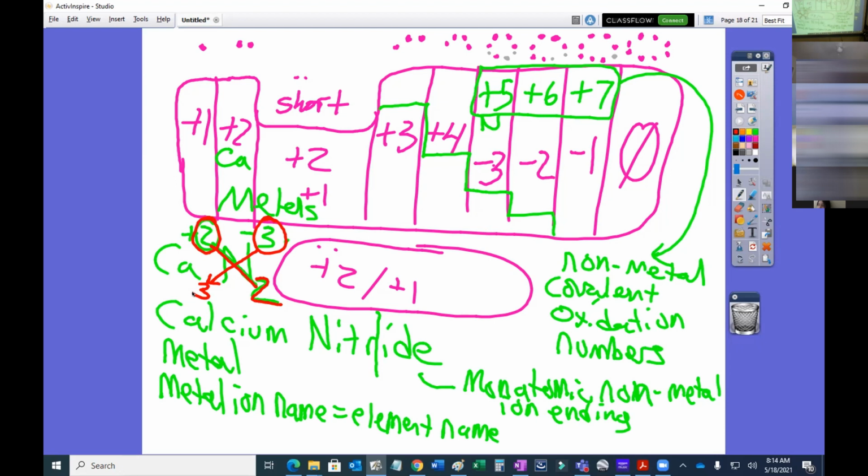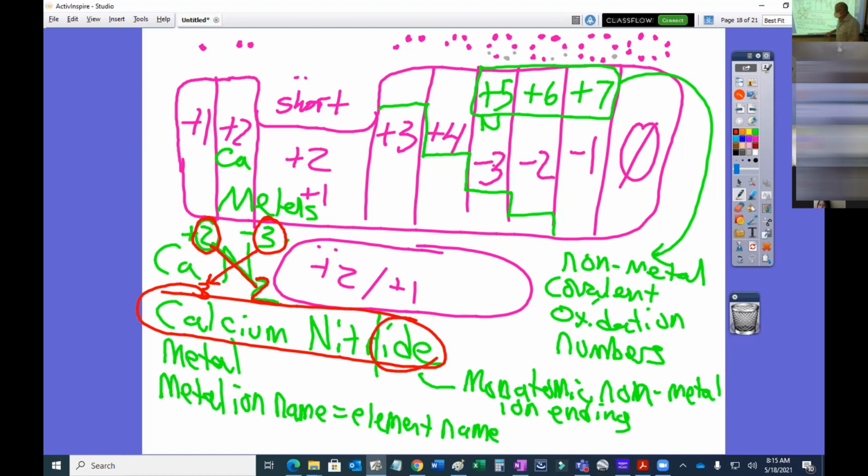It's called the crisscross method, and it works 80 to 90% of the time. As you study it, you'll figure out how to make it work even more often. It's still never 100%, but it's up there, 90, 95%. It produces the most likely formula for an ionic compound. And we're talking about monatomic ions right now. Calcium is a single atom ion. Nitrogen is a single atom ion. So we have this calcium nitride name.